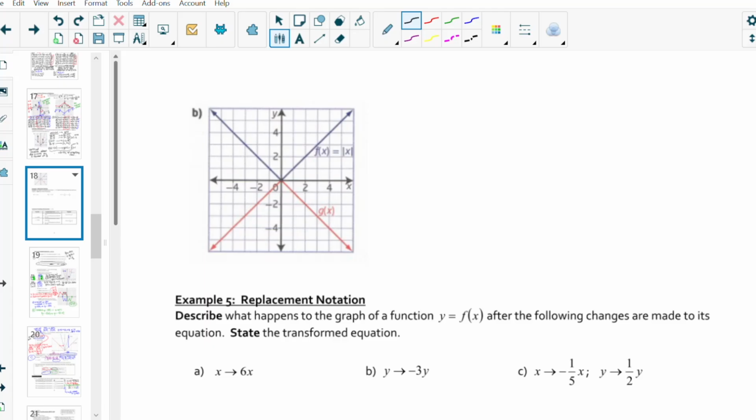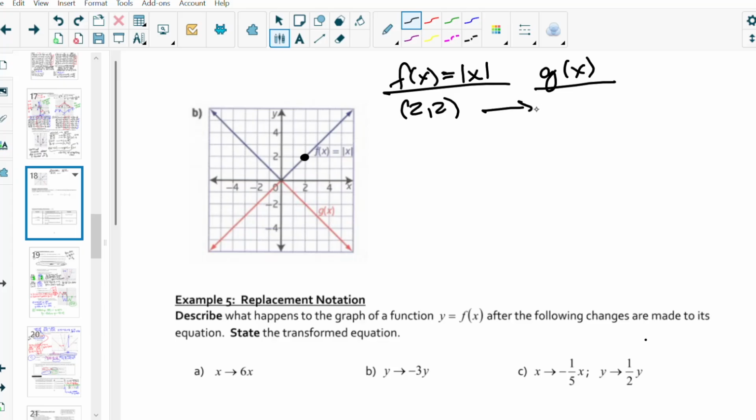Okay, part B. So we're going to do the same thing. The graph of the function f of x has been transformed by either a stretch or reflection. State the equation of the transformed graph. So we're working backwards. We're given the graph. Let's make an equation. Okay, so I'm going to start with f of x equals absolute value of x. Let's pick some test points. (2, 2). In g of x, we don't know the equation yet.